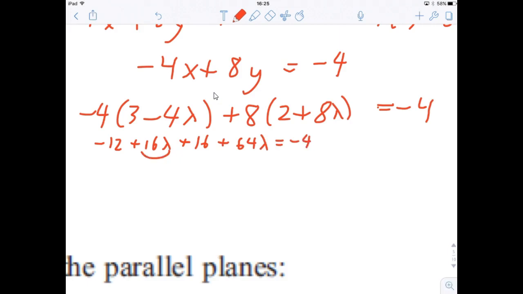So let's group our lambdas together. That gives me 80 lambda. Let's group our constants together. That gives me 4 on the left side. If I subtract 4 from both sides, it'll give me minus 8. So our lambda is actually equal to negative 1/10.